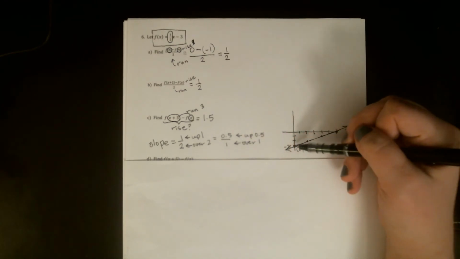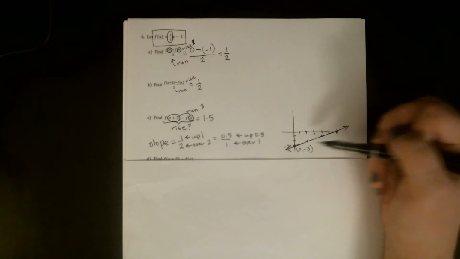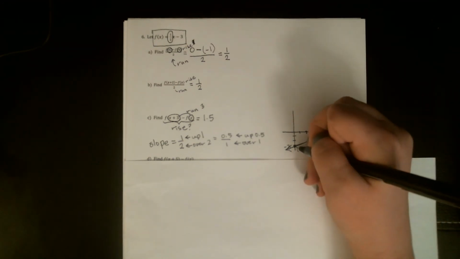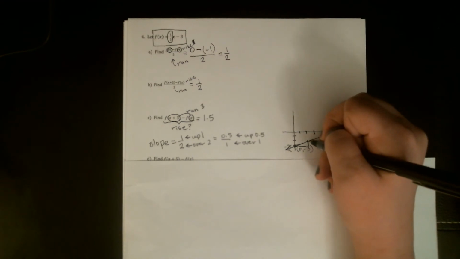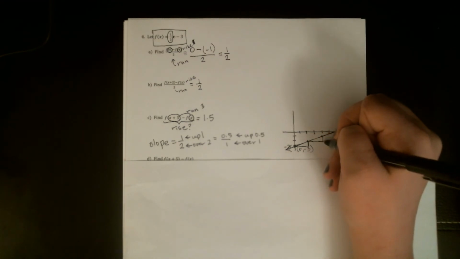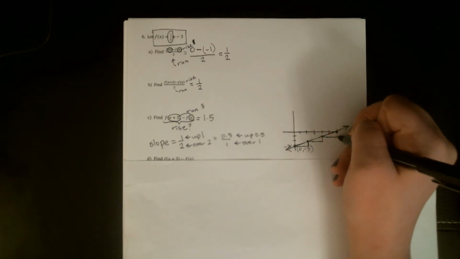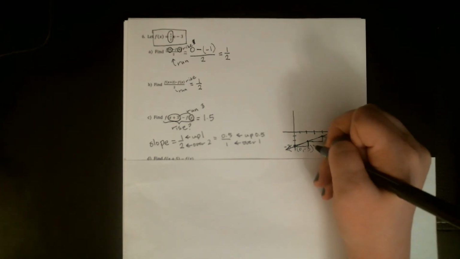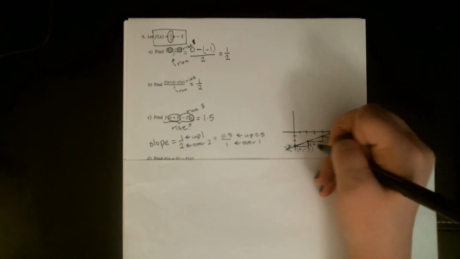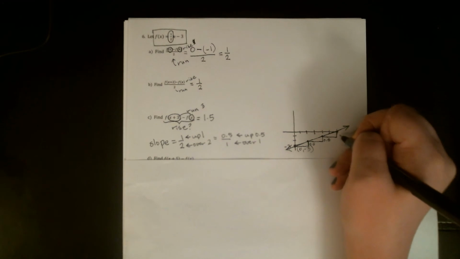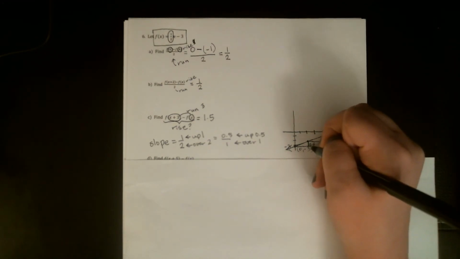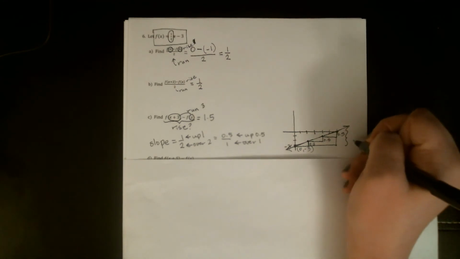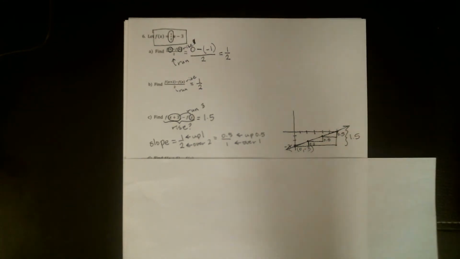If I start here and I go over 3, you can see that I've gone over a half. Let's see, over 1, up 1/2. I can say that right. Over 2, up another half, over 3, up another half. So if I add up all of these rises, I get a grand total of over 3, up 1.5.